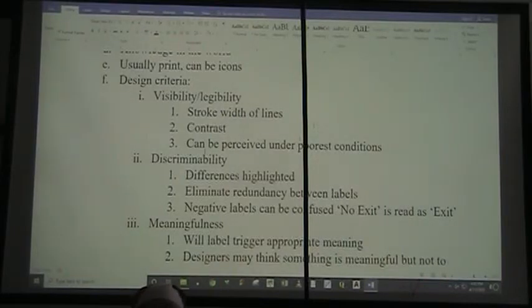We need them to be perceived even under the poorest conditions. I have had people tell me, oh, that's fine, I can see that sign fine from here. Things like an exit sign to leave the building. Well, can you see that exit sign if there's a fire and this room is full of smoke? That's the question.